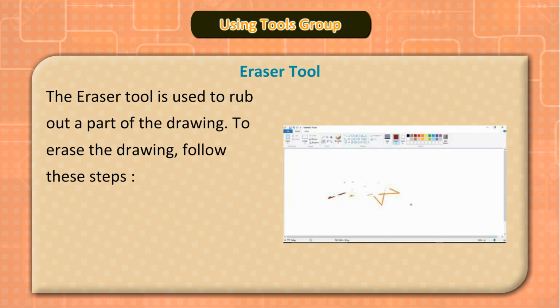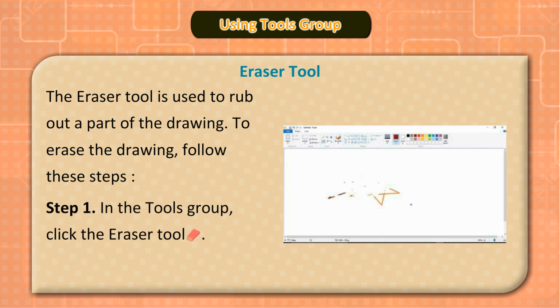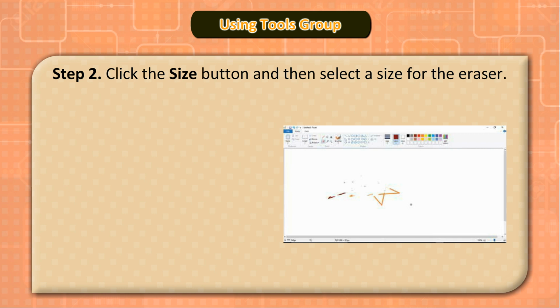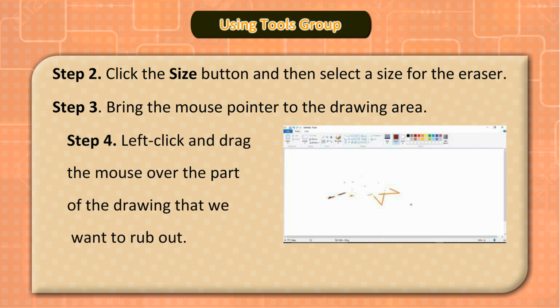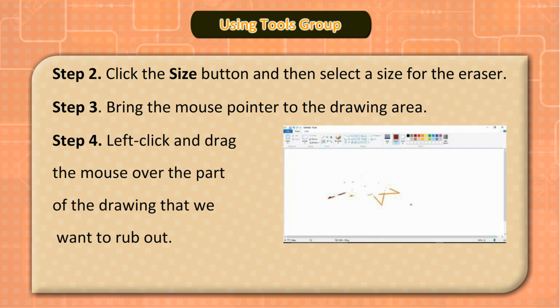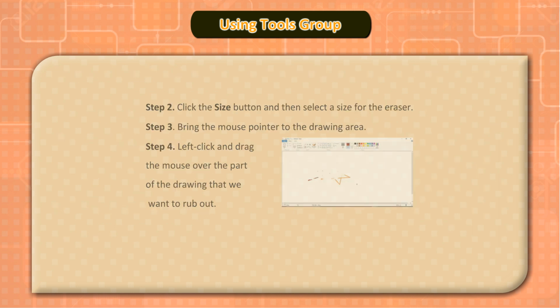Eraser tool. The eraser tool is used to rub out a part of the drawing. To erase the drawing, follow these steps. Step 1. In the Tools group, click the Eraser tool. Step 2. Click the Size button and then select a size for the eraser. Step 3. Bring the mouse pointer to the drawing area. Step 4. Left click and drag the mouse over the part of the drawing that we want to rub out.